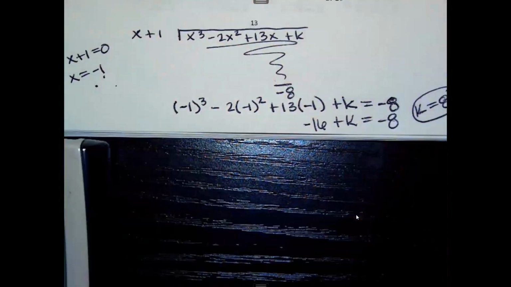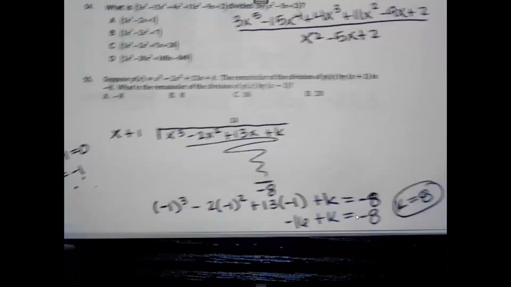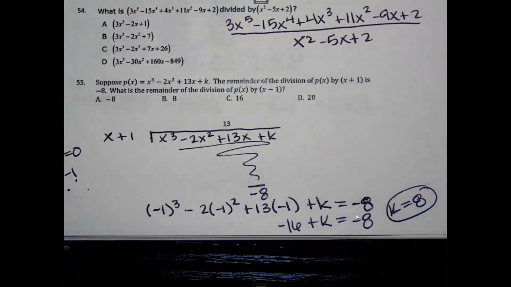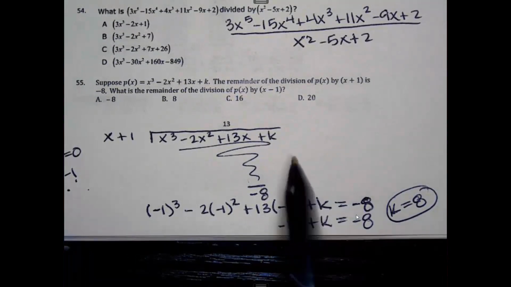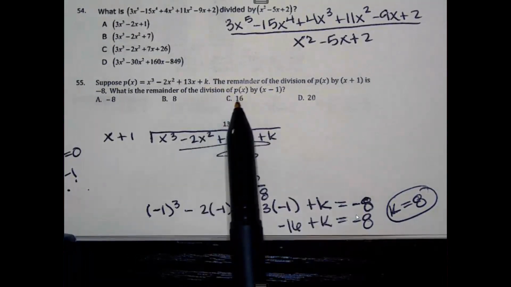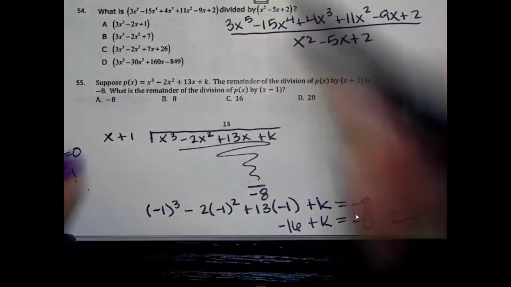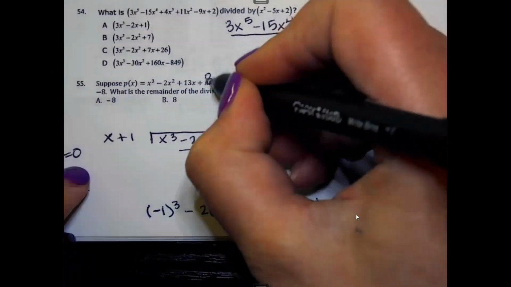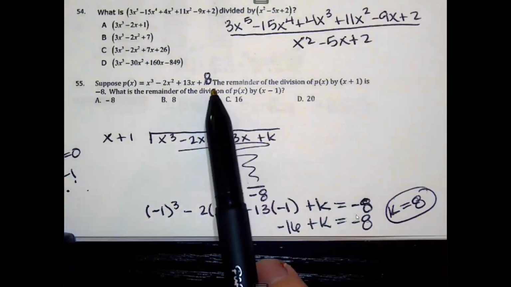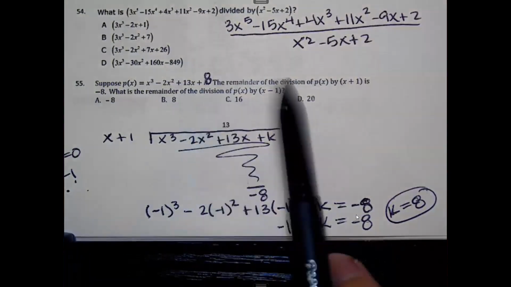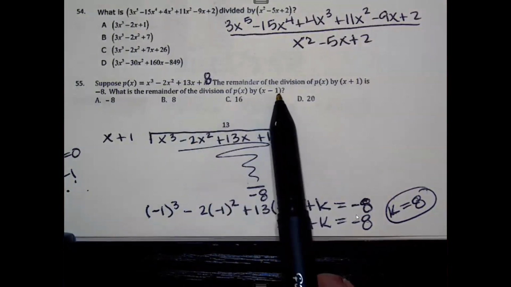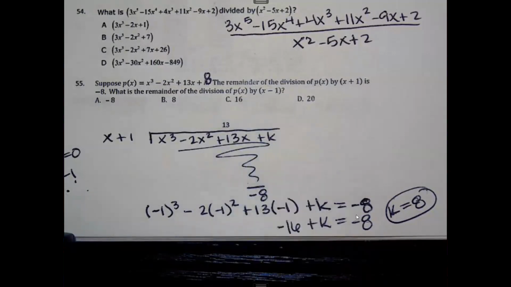Okay, so I solved that. Is that what the problem wanted me to find? No. What do they want us to do now? Okay, so now we know what P of X actually is, though. Now we know that it's not just plus a K on the end, it's actually plus an 8 on the end. Now we can do the problem again, but this time we're dividing by X minus 1. And they want us to tell them what the remainder is if we do X minus 1.